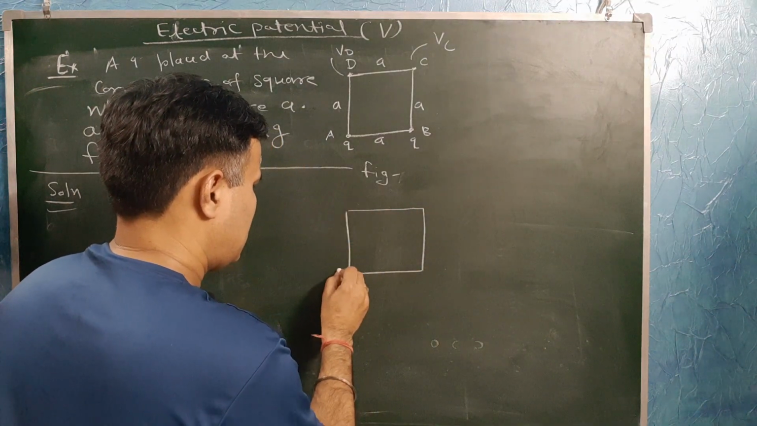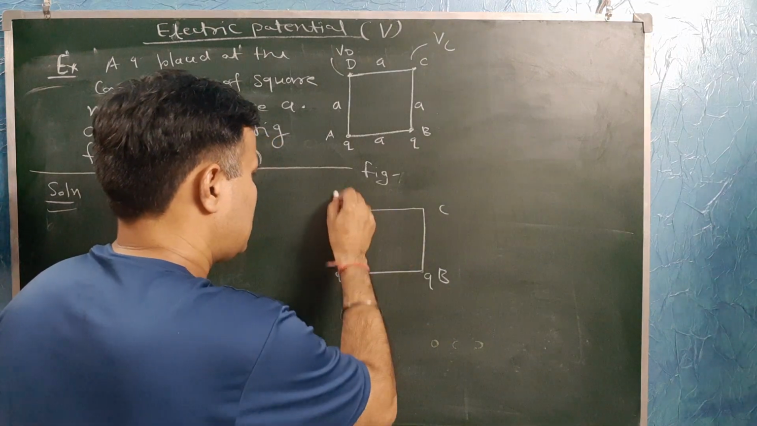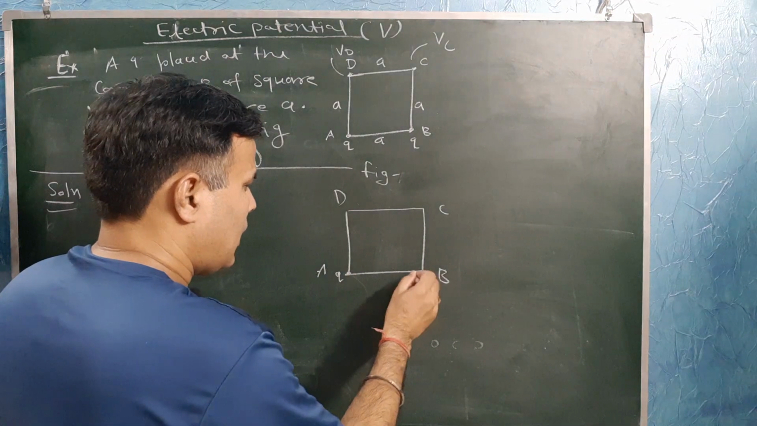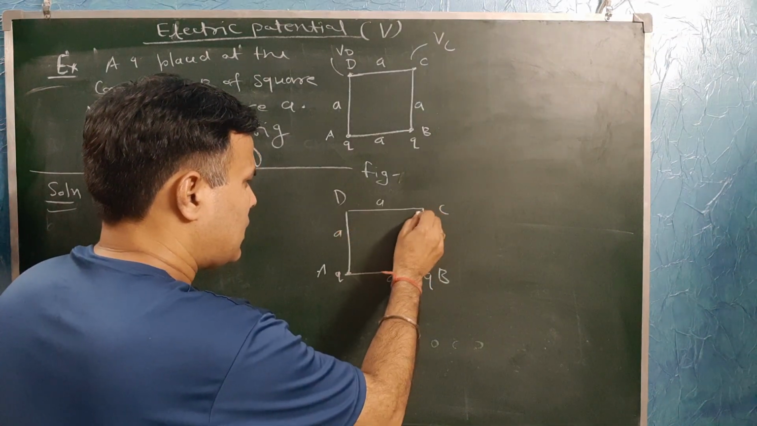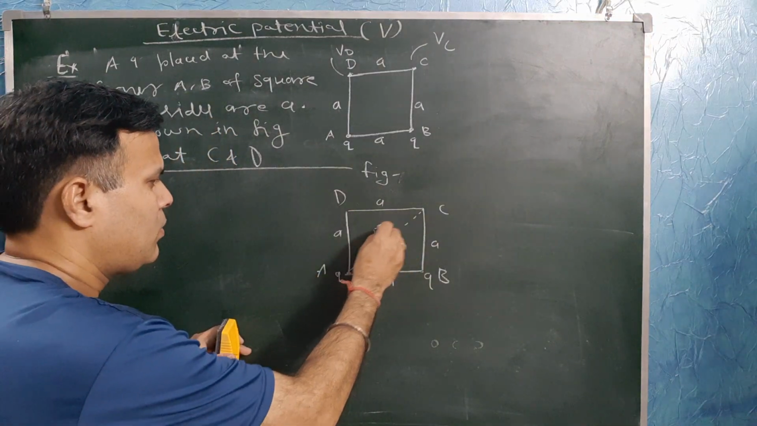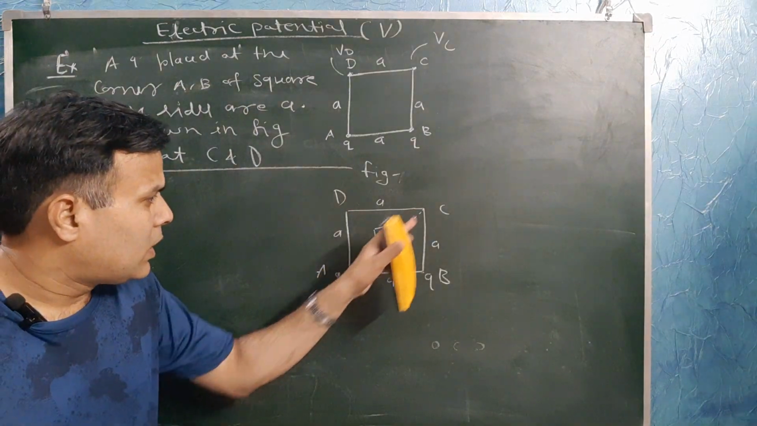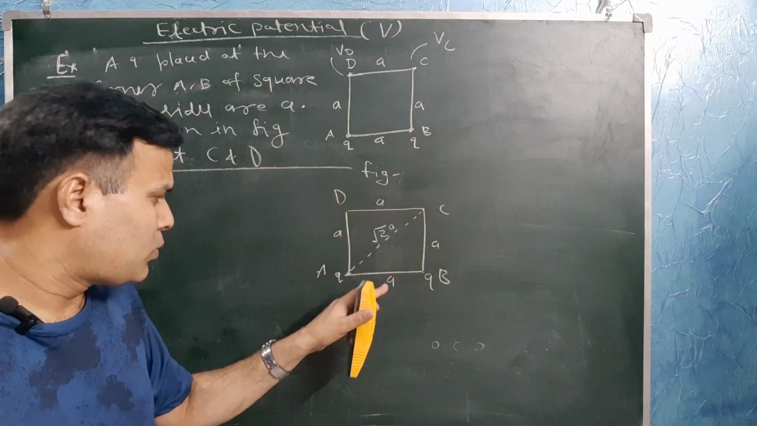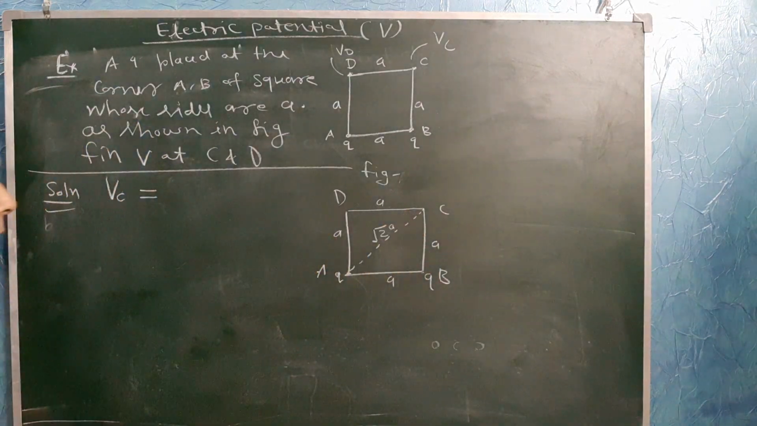So this is Q, this is B, this is C, this is D, and this is A. And the distance A, what is this distance? This is A. So this is root 2a. I hope it is clear to all of you that this distance is root 2a, square root of the square of this plus the square of this. So this is the resultant.